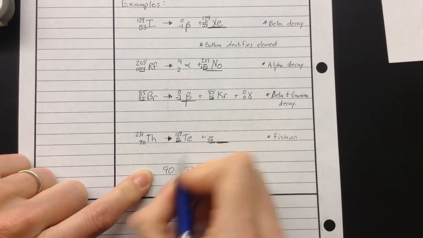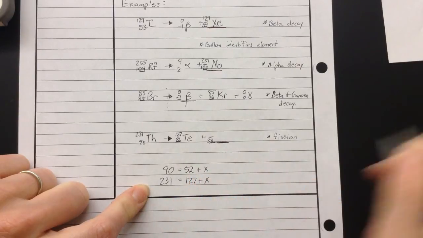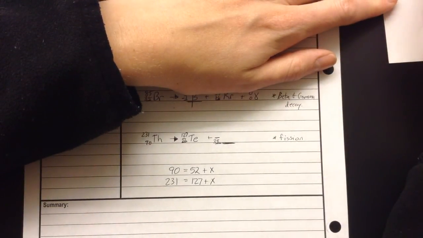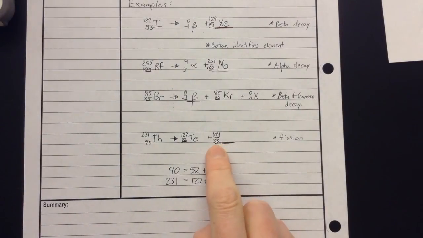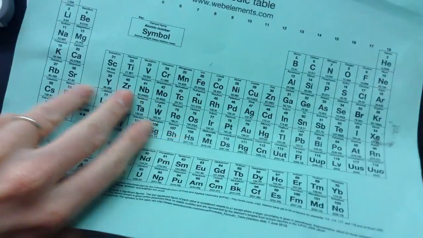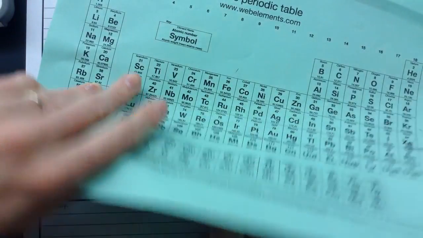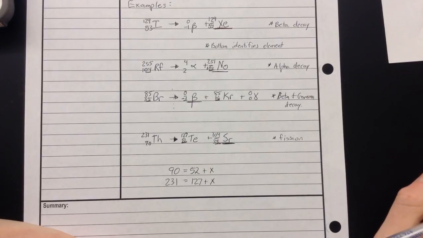And then to figure out the number that goes on top, I know that 231 has to equal 127 plus something. So I'll take 231 minus 127. That would be 104. So then to figure out what letters go there, I just have to figure out what element 38 is. Here's my handy periodic table. There's the 38 right there. It's strontium, Sr. So that would be the two pieces that it ends up being.